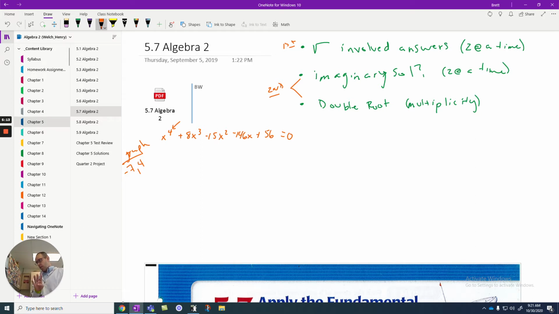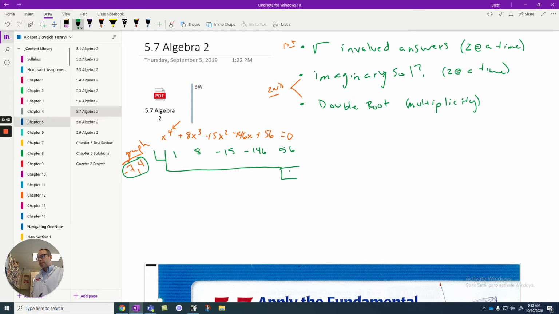See, x to the fourth has 4 solutions, but I know 2 of them. So if I take out the 2 that I know, I'll be left with x squared. That means I can use the quadratic formula to finish. So what we're going to do is set up the synthetic division, and run the synthetic division with the numbers we got from the graph, one at a time, until we get down to an x squared. So 1, 8, negative 15, negative 146, and positive 56.